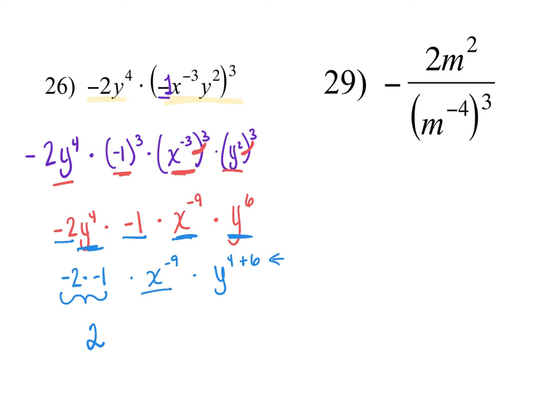What happens to the x to the negative 9th? Where does he go? On the bottom. X to the 9th on the bottom. What about this guy? It becomes y to the what? 10th, and it's positive, so he is going to stay on the top. So my final answer for this is 2y to the 10th over x to the 9th.